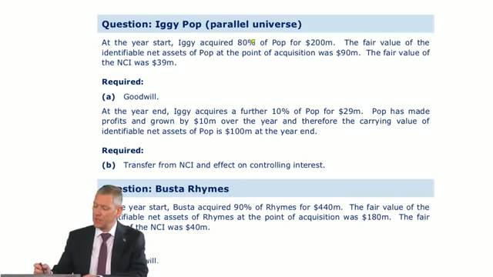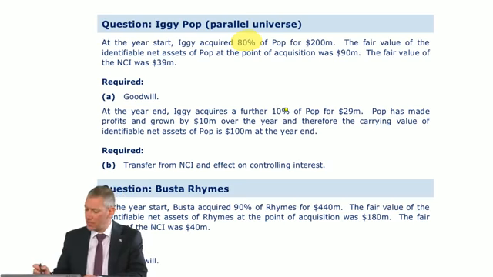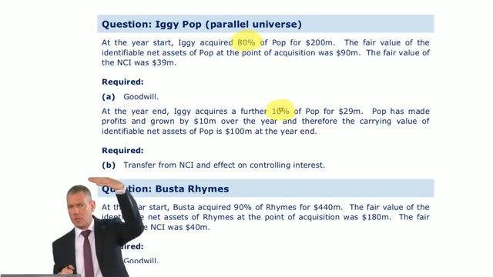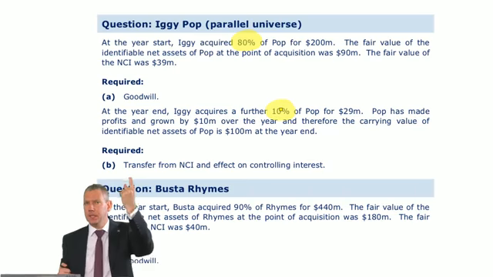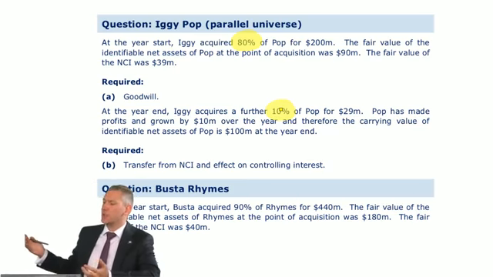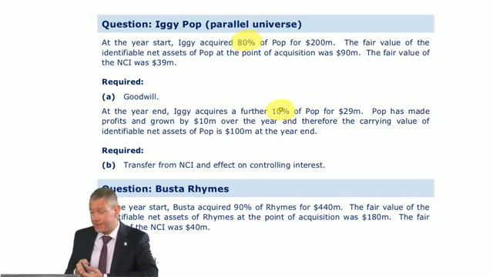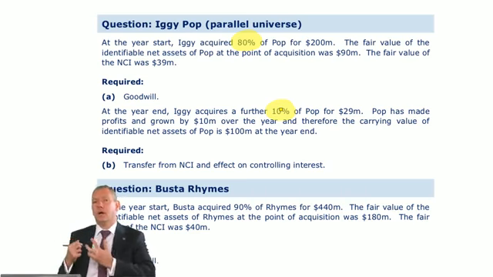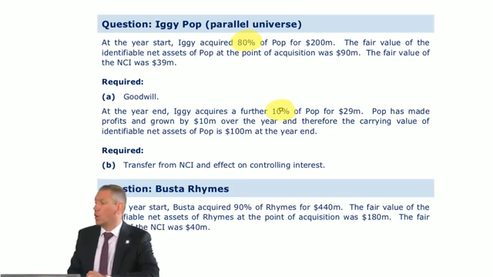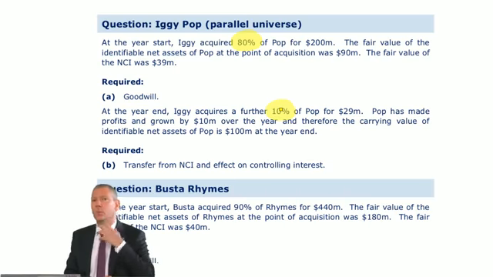At the year start, Iggy acquired 80% of POP for 200. At the year end, Iggy acquires a further 10%, so the ownership goes up from 80 to 90. So the NCI used to be 20%, and they've given us 10% of their 20%. They've given us half their ownership. So if we measure their ownership at the year end and take a half off them, leave them with half for themselves, then we will be measuring this process. Let's do it then. Iggy Pop.